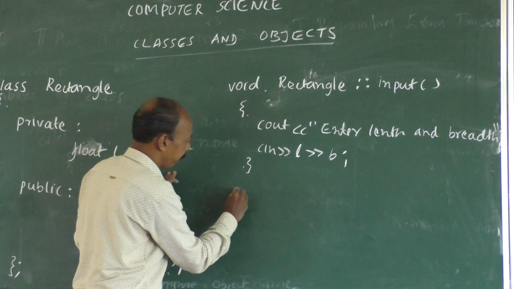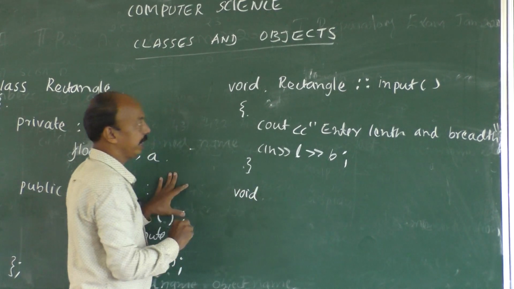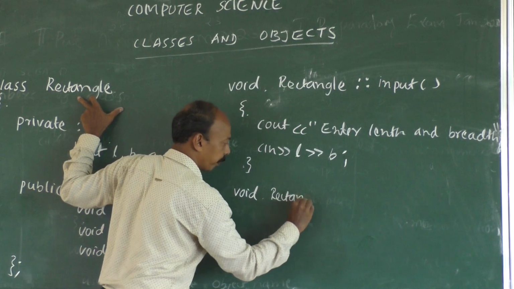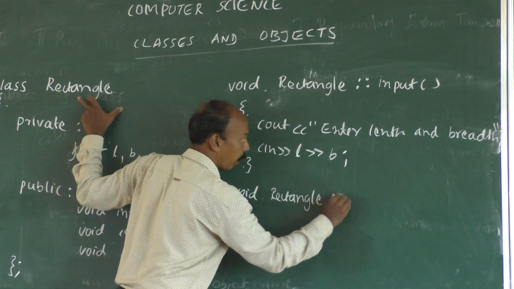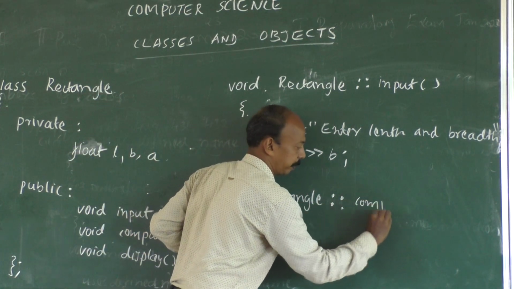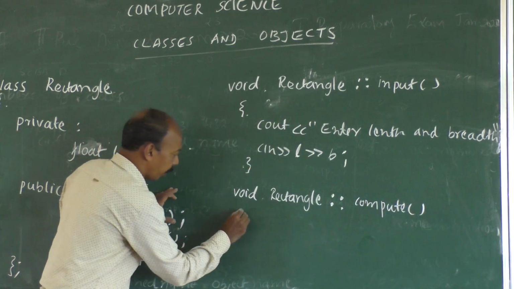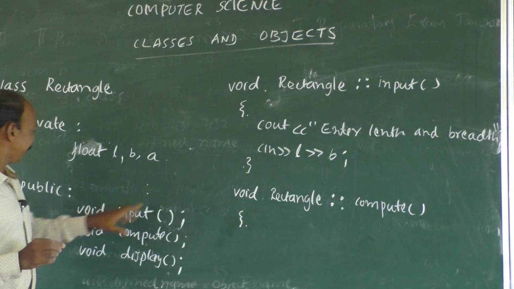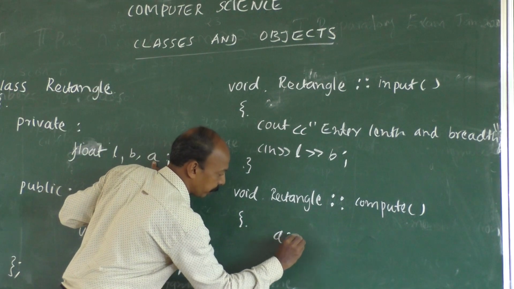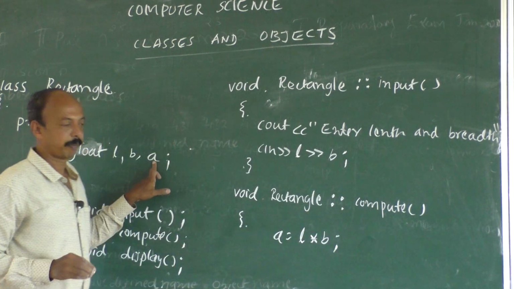Then comes the compute. We shall write the same. What should we write? Return type, that is void. Then comes the class name, that is rectangle. Scope resolution operator and the function name. Function name is compute. Then what do we need to calculate here? We need to calculate area. A is equal to length into breadth. Close it.